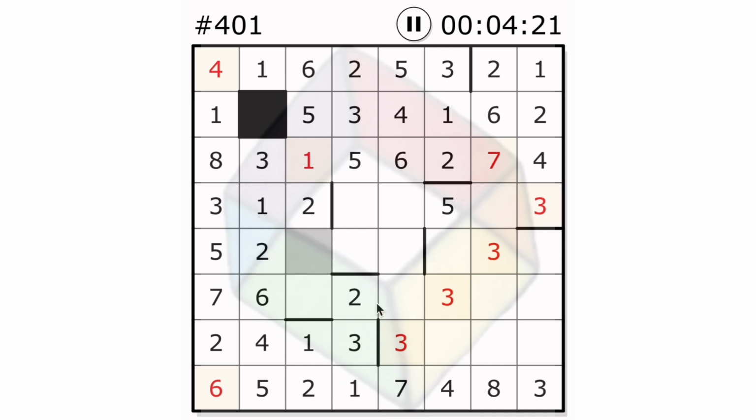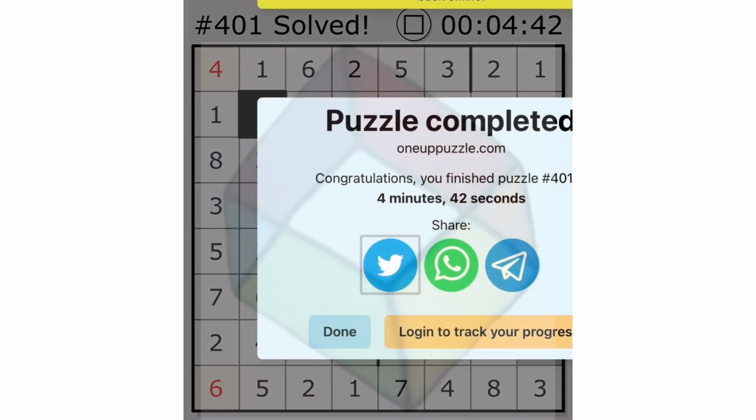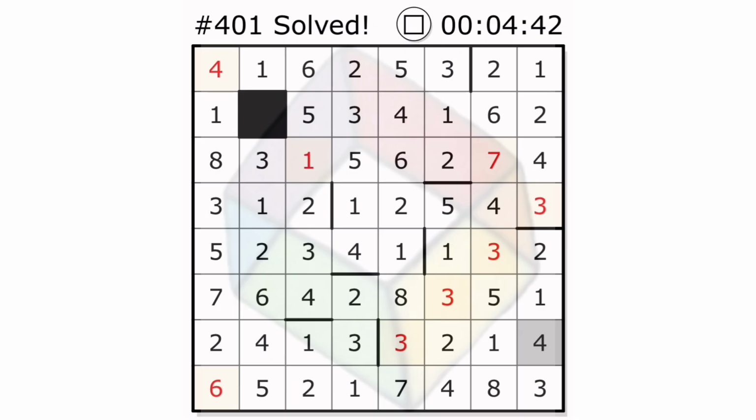This would be 3 or 4, but it sees a 3. Has to be 4 or 1, but it sees a 4. Has to be a 1. 2 or 4, and it sees 2 and 4, so we know what they are. This can only be 8. 5 can only go there, which makes this a 1. This has to be 2, this has to be 1, has to be 2, has to be 1, and that is 4. And that's one way to solve One Up 401.